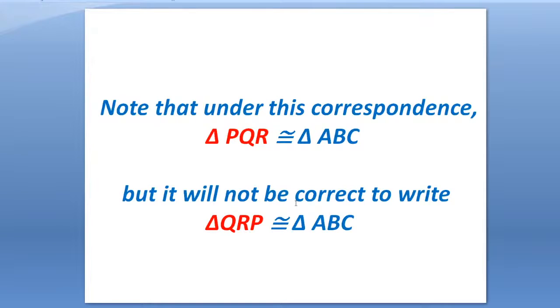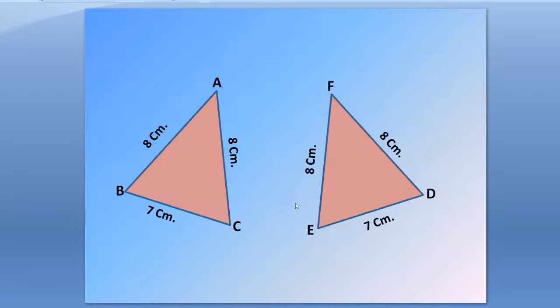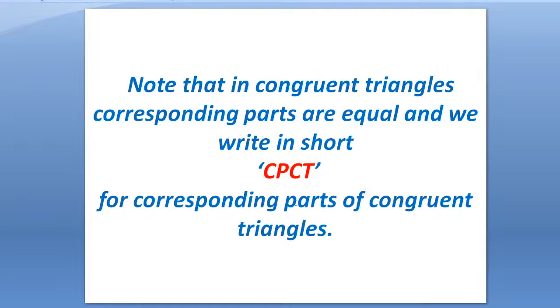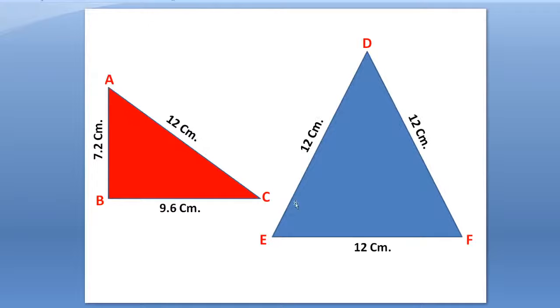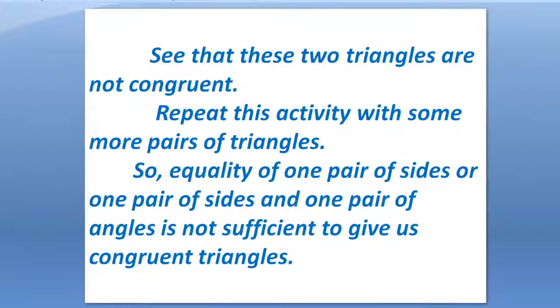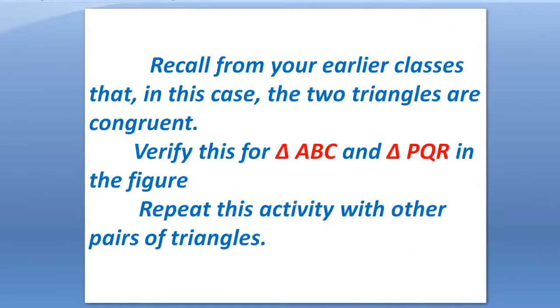But remember that triangle PQR is congruent to triangle ABC, but it will not be correct to write triangle QRP congruent to triangle ABC. And then see this, all three sides equal. And what is CPCT? Corresponding parts of congruent triangles. And criteria for congruent triangles. We have discussed this in our first period.